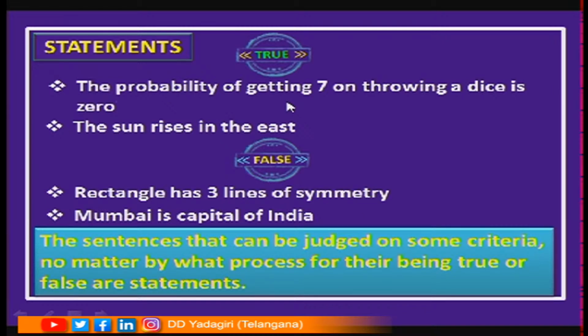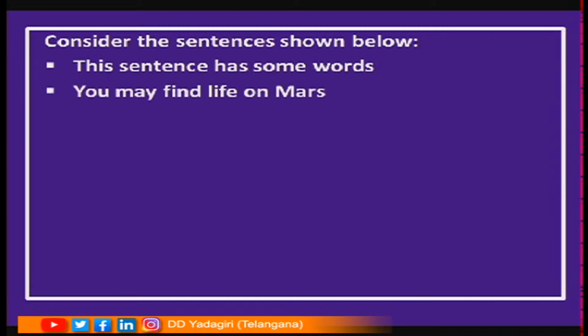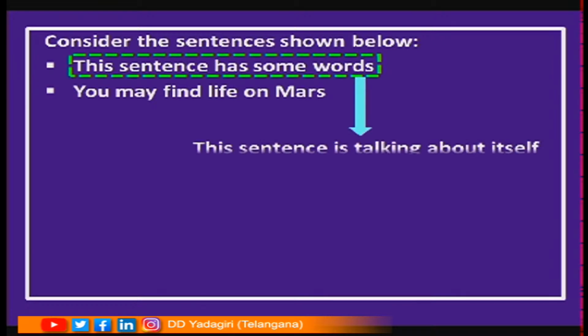Now, let us consider some more sentences, that is, this sentence has some words. So, this is the sentence actually, and I will take another sentence, you may find life on Mars. Now, these are the two sentences. Have a look at the first sentence, children. What actually does it convey? Yes, it states that the sentence is talking about itself only, right. It is having some words.